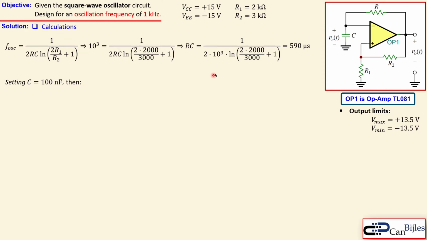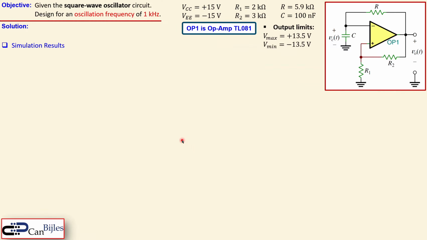Now since we have two unknowns, we need to find something that, for practical purposes, is handy to select: your capacitor. So in this case I will select 100 nanofarads, and then I can calculate the resistor: RC is equal to 550 microseconds, so R will be 500 microseconds over the capacitor I have chosen here. That will be 5.9 kilo ohms. Okay, this is the value I use here as a resistor, and the capacitor I have selected is 100 nanofarads. So we have now all the component values here. So let's go now to the simulation results.